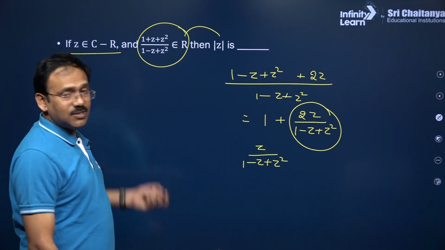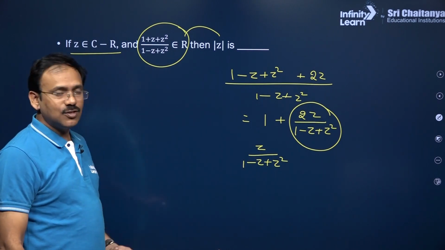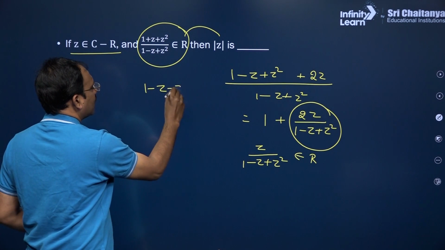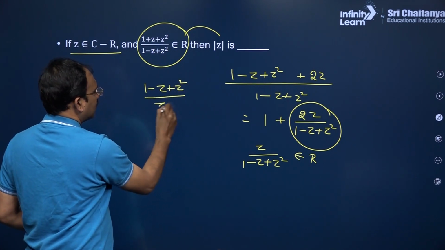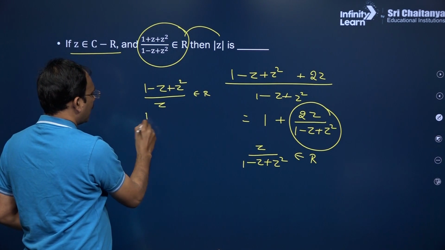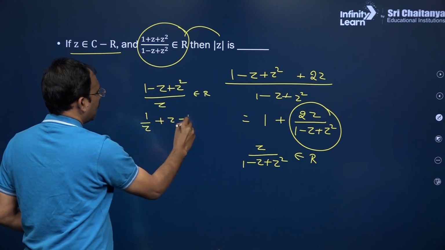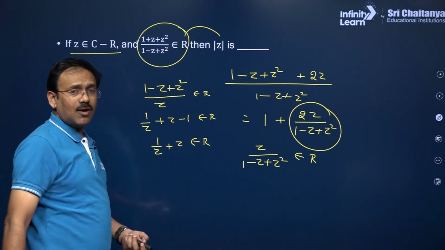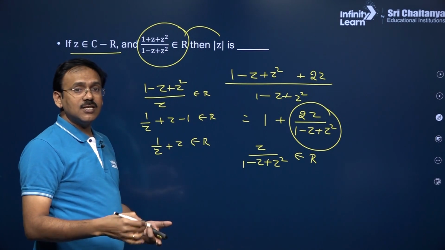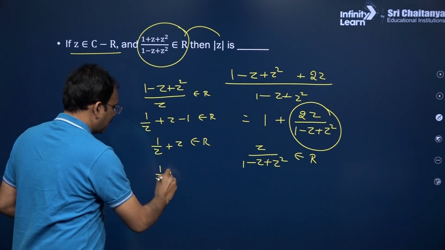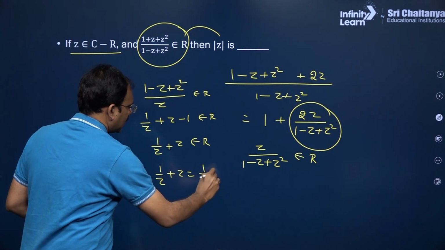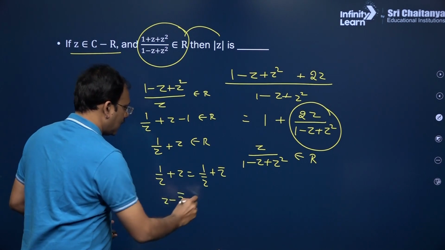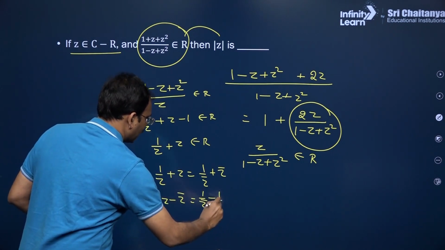If this is real, undoubtedly z by 1 minus z plus z square is real. Z cannot be 0 because z is a complex number other than 0. So, if this is real, my dear friends, 1 minus z square by z must be real. So, that is 1 by z plus z minus 1 must be real. That means 1 by z plus z must be real. If any complex number is real, like z, z is equal to z bar. So, 1 by z plus z is equal to 1 by z bar plus z bar. So, z minus z bar, my dear friends, is 1 by z bar minus 1 by z.